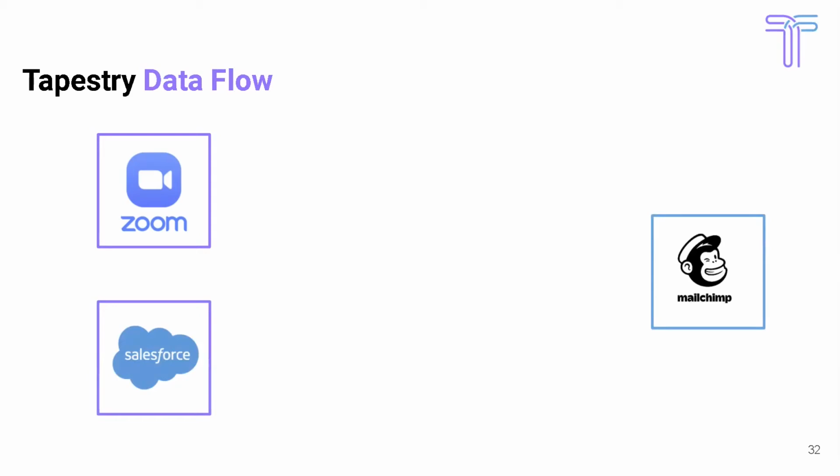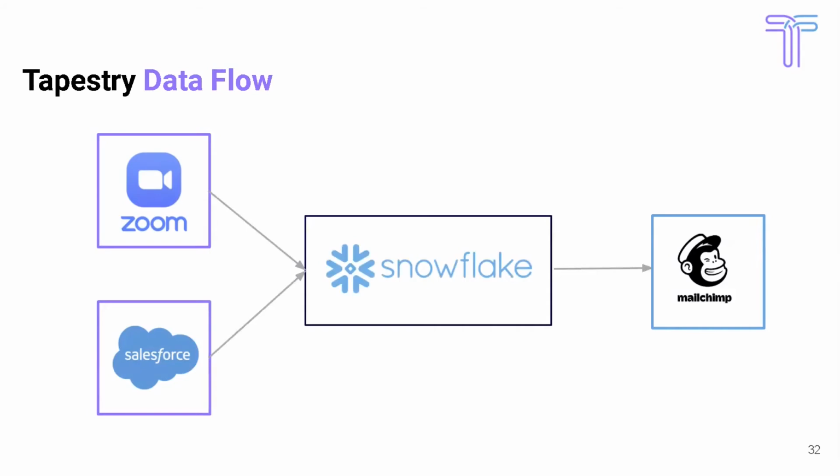Our goal in this example is to extract data from both Zoom and Salesforce and push it to our data warehouse, Snowflake. From there, we want to combine the webinar registrants from Zoom and our Salesforce contacts into one single list and filter out any duplicates along the way. Finally, we want to send this new complete list over to MailChimp.